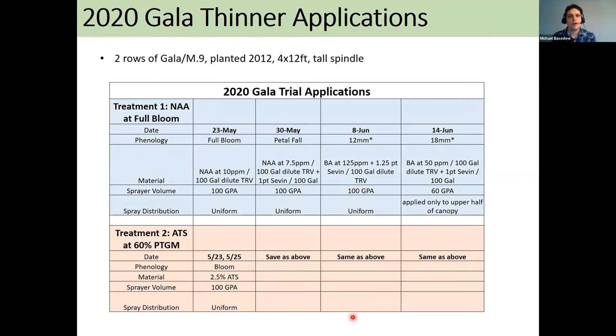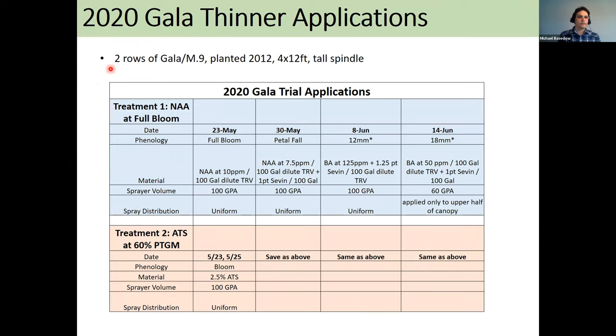So I'll show you our trial setups, and there's a lot here, but the basics I want to show you is that in our 2020 Gala trials, we had two rows of Gala on M9. These were planted back in 2012 and they were trained to a tall spindle at 4x12 foot spacing.